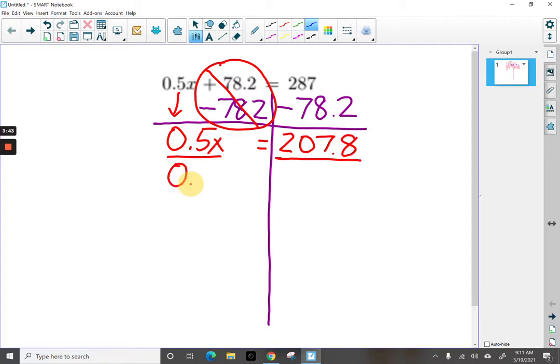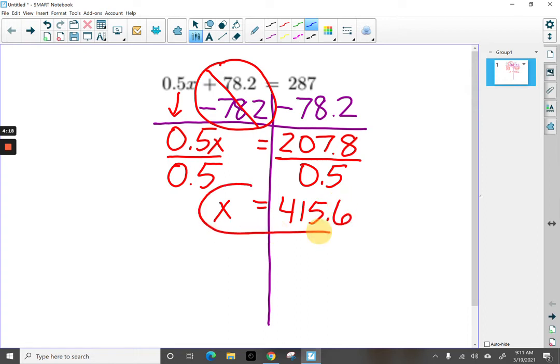In this case, 0.5. Be very careful on a problem like this, especially when you are dealing with a decimal here. This is division of a number that is smaller than 1. So my answer is actually going to be larger than this 207.8 that I started with. 207.8 divided by 0.5 is 415.6. And this is the answer to my problem. I'm going to go ahead and circle it and know that that answer is correct.